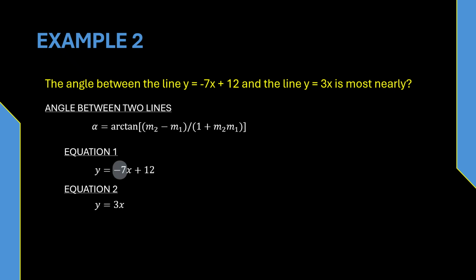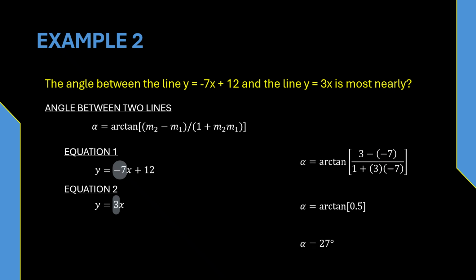From that, I'm going to assign m1 to be -7 and m2 to be 3. With that, I can substitute those values into the angle between two lines formula, and then simplify that to get alpha equals tan inverse of 0.5. If you convert that into degrees, you get approximately 27 degrees, which is our answer for this example.